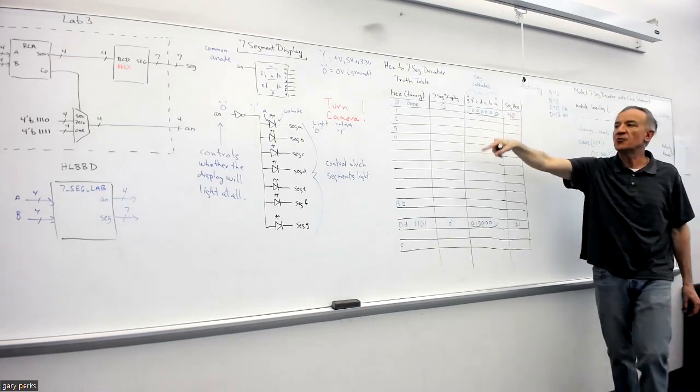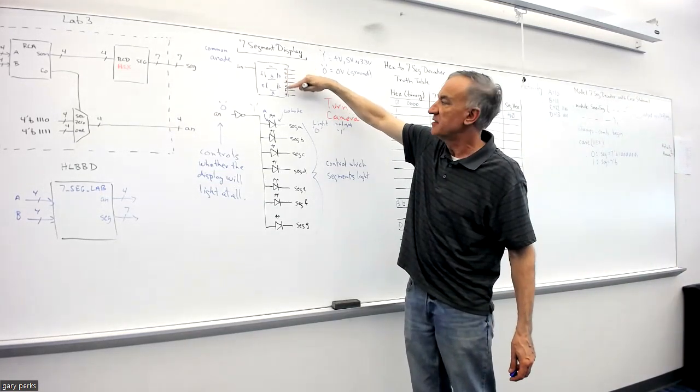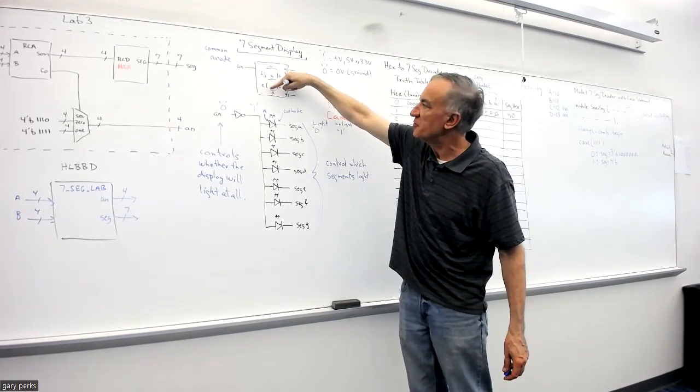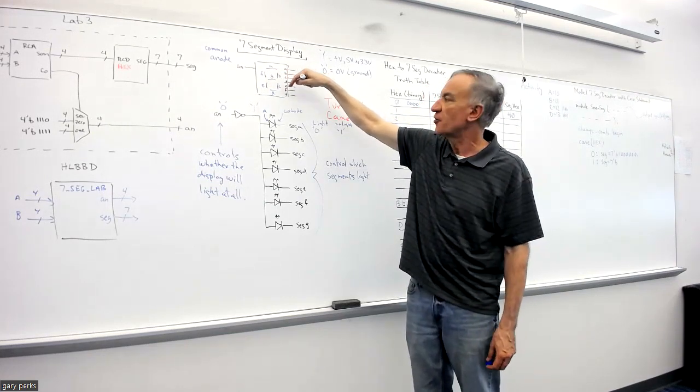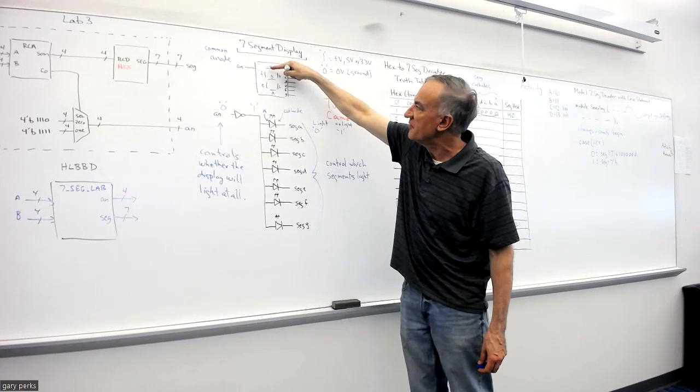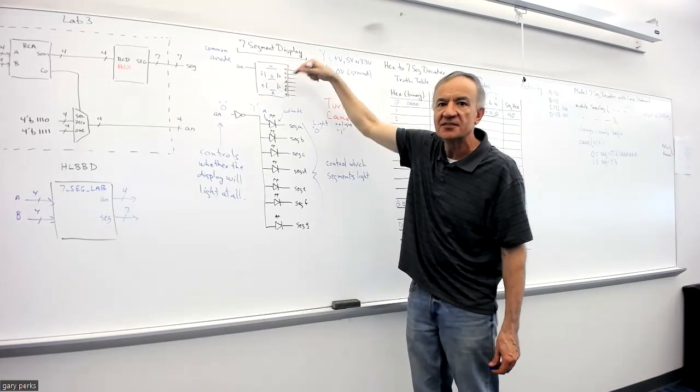For the 1, you just want B and C to light up. Sometimes people get this wrong. Just think about if you have a 3: it's going to be like this, so you want the 1 over here.